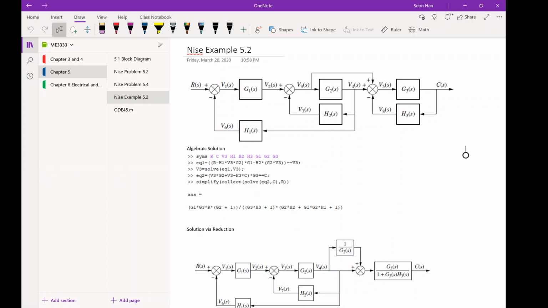So this looks really complicated. This is example 5.2 of your future controls book. They'll tell you to solve it a different way, which I'll show you next. Instead of me doing the algebra, I decided to have a computer do the algebra.